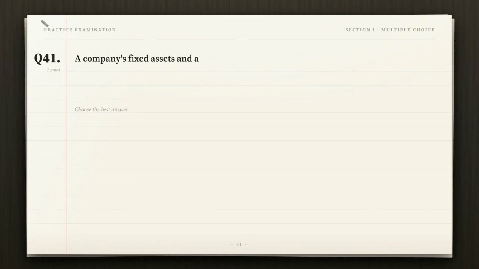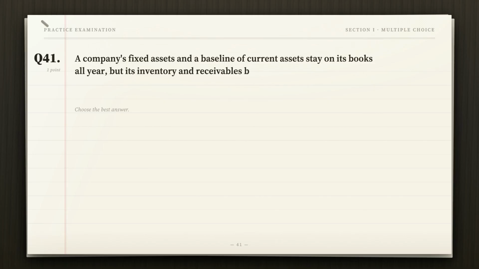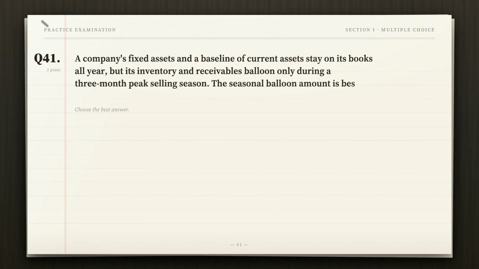Question 41. A company's fixed assets and a baseline of current assets stay on its books all year, but its inventory and receivables balloon only during a 3-month peak selling season. The seasonal balloon amount is best described as what?